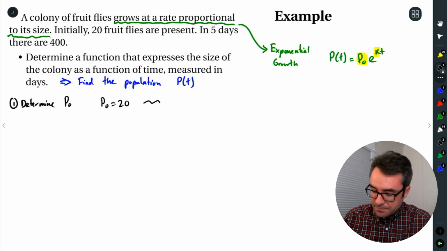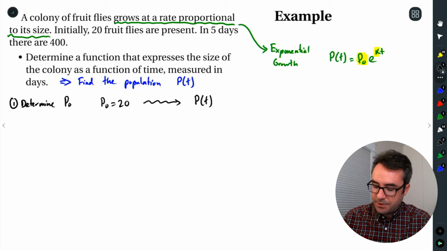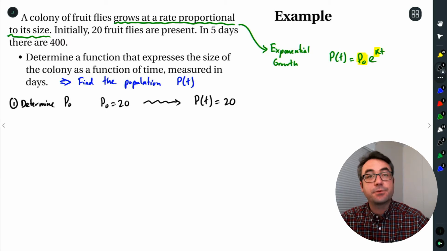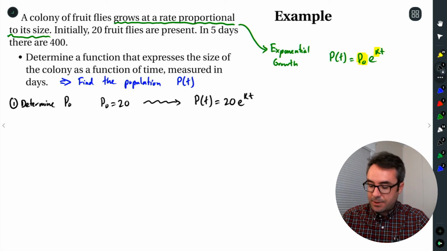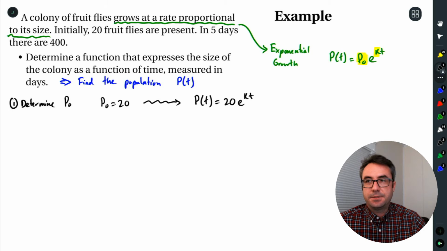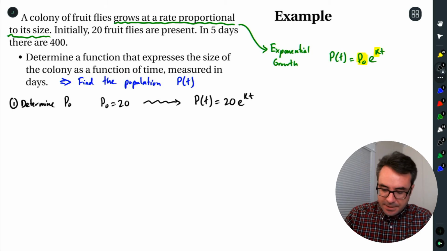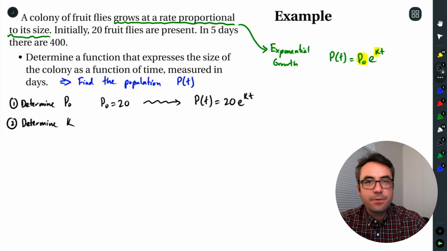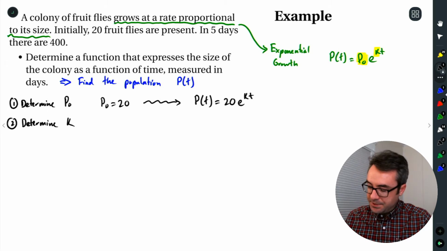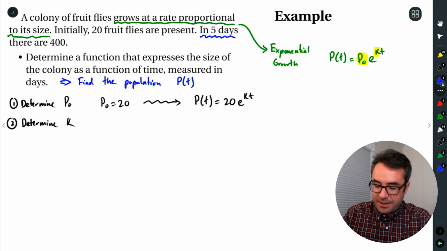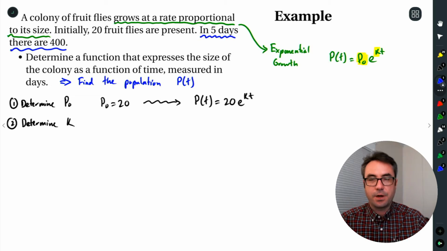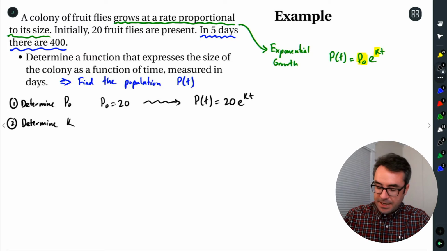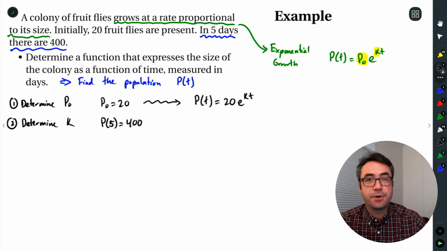So let's update our function. Let's look at our updated function now. We're going to replace that constant in front with 20. And then we'll have e raised to the power k times t. All right. So we still need to find k. So that's the next thing. We want to find our growth constant. We want to determine k. And we have to see what other information we're given. And we see that we're given this information that in 5 days, our population is up to 400. So that's telling us after 5 days, our population is equal to 400.